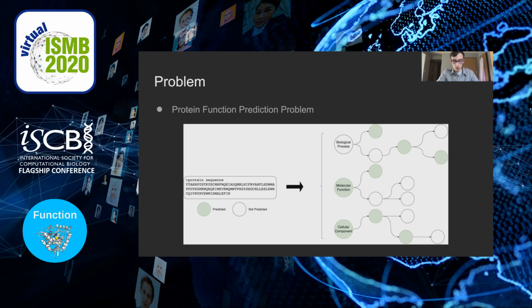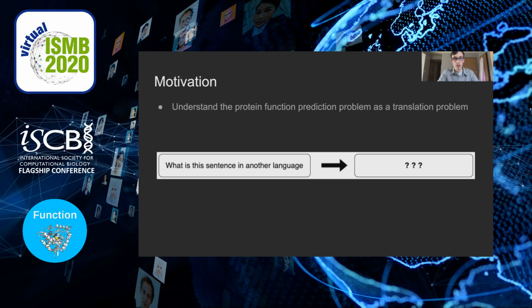So a computational method would help bridge the gap between the relatively small number of annotated sequences and the increasing amount of unannotated sequences. So the motivation for Prolango II is, how do we understand the protein function prediction problem as a translation problem? So to do this, we must establish an input language and an output language.